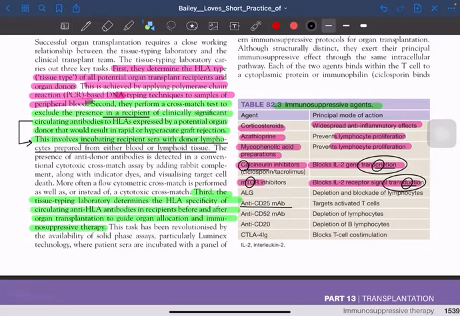Anti-CD25 monoclonal antibodies target the activated T cells. Anti-CD52 monoclonal antibodies cause depletion of lymphocytes. And anti-CD20 antibodies, which is rituximab, cause depletion of B lymphocytes. CTLA4 immunoglobulin causes blockage of T cell costimulation.